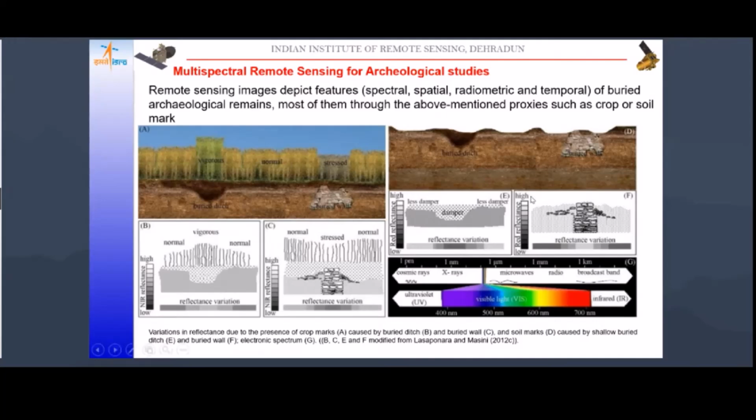Right? Then similarly, as you see, this is an enhanced portion. So the buried ditch can be seen and the buried wall can also be seen here. And this is a diagrammatic representation of the electromagnetic spectrum and its behavior vis-a-vis the anomalies.